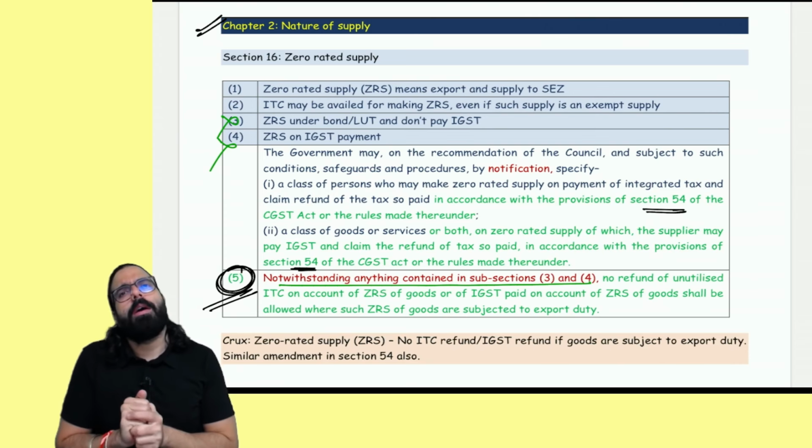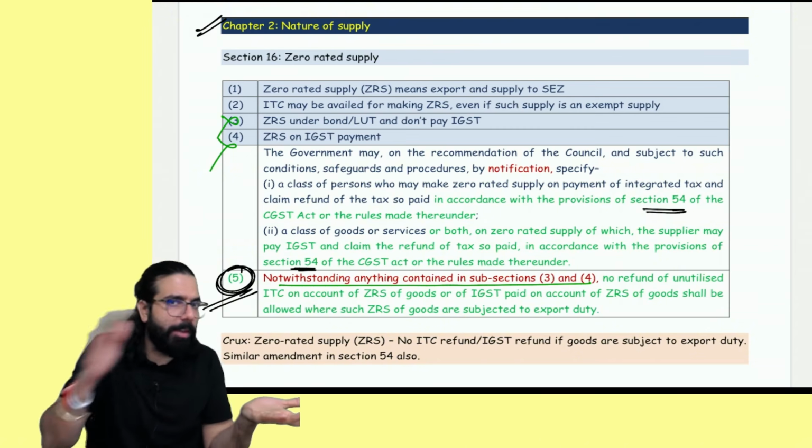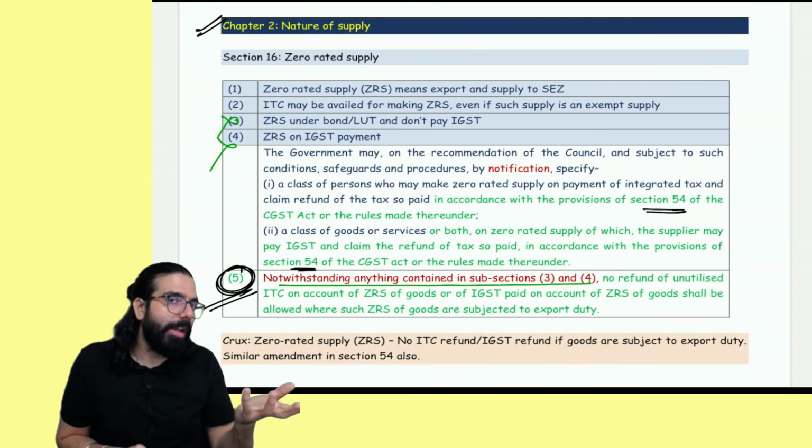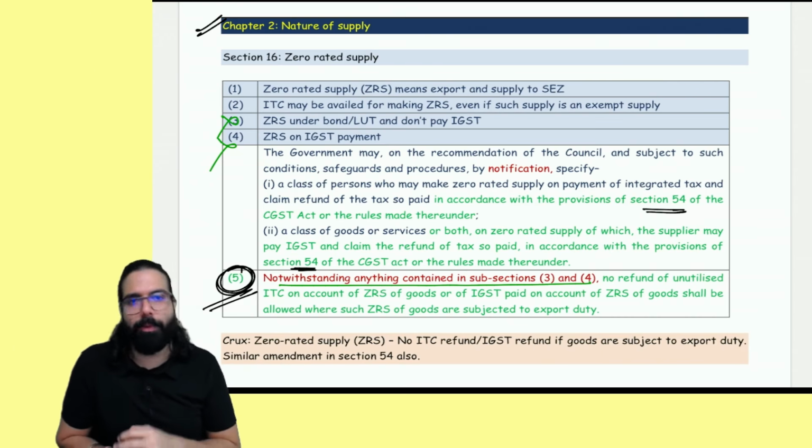I hope you guys remember, exports can be done in two ways. Whenever you go ahead and export or you supply to an SEZ, one, you can give a bond, then ITC refund is there. Or don't give a bond, pay full IGST and claim a refund of IGST, which is also there. Yes, sir, we remember this.